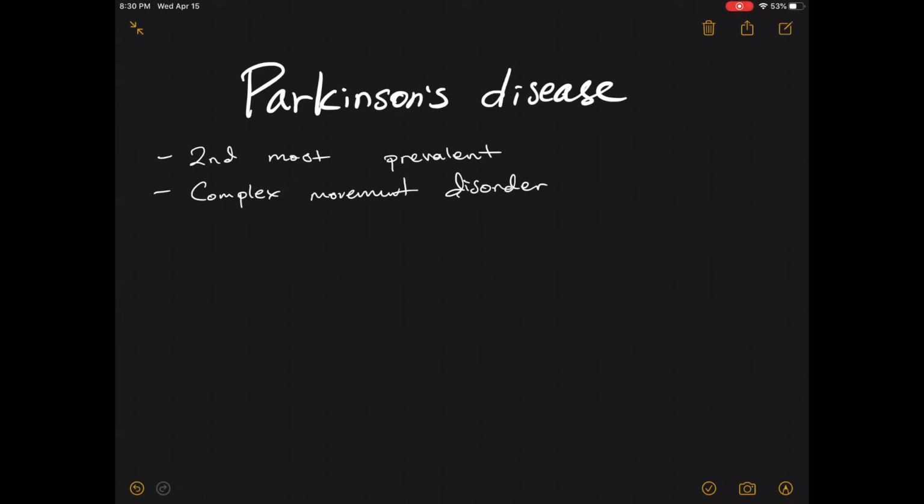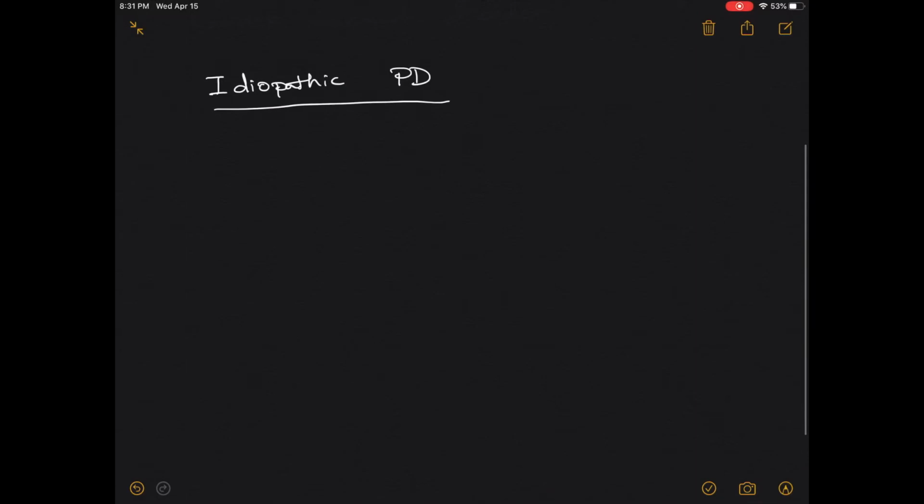In today's lesson, we will focus mostly on idiopathic Parkinson's disease. So let me just write that down. I'm going to shorten Parkinson's disease as PD there. The reason we're focusing on idiopathic Parkinson's disease is that approximately 80 to 90% of the reported cases are idiopathic, meaning there's no known cause. The causes are poorly understood. Some studies suggest environmental factors, while others suggest genetic factors.